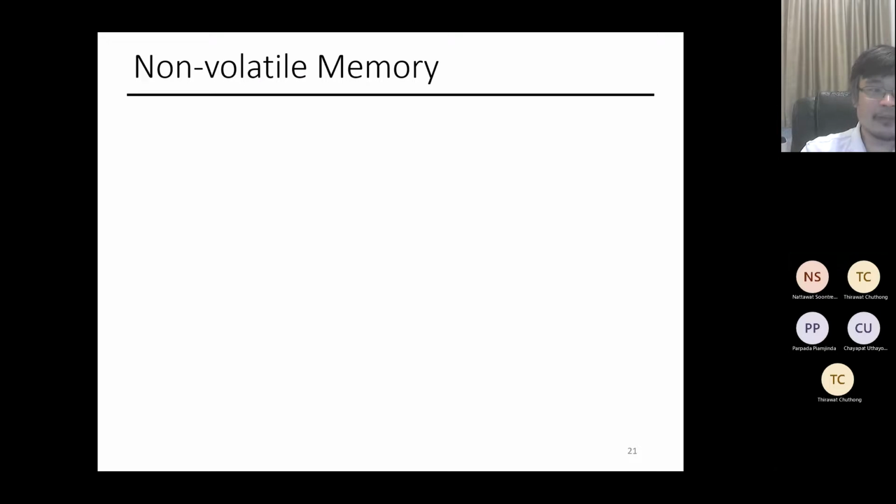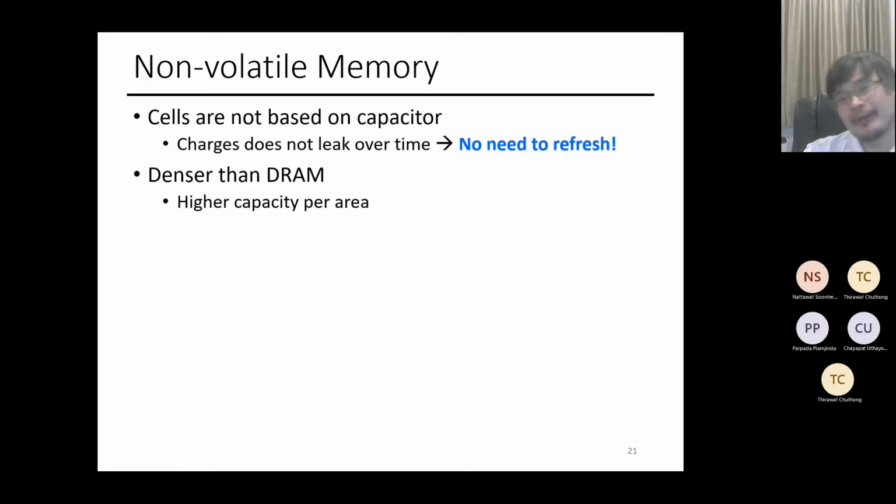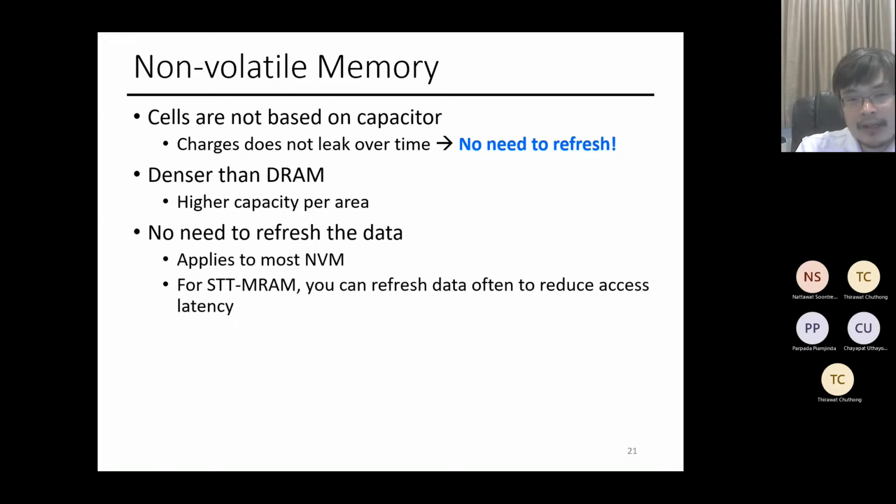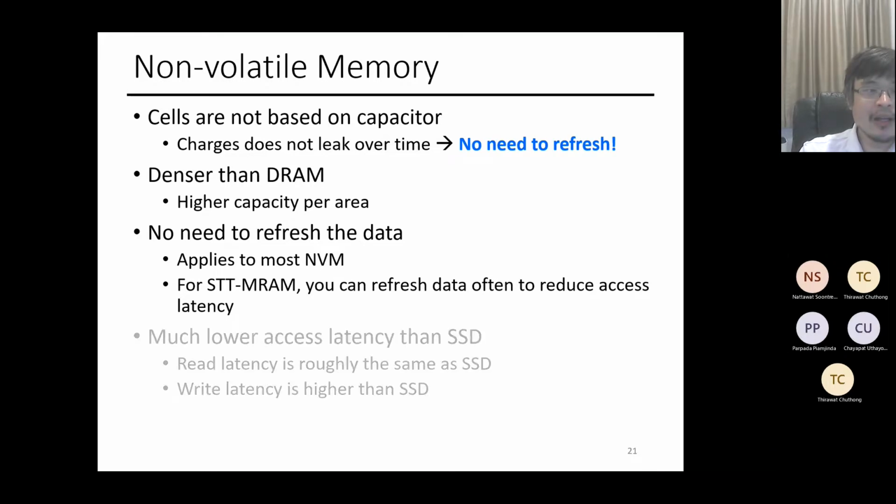You also have things like non-volatile memory, where the cells are no longer capacitors, which means I don't have to refresh, which is a good thing. It means the charge doesn't leak over time. It's also denser than DRAM, so now you are looking at terabytes and terabytes of memory. And again, you don't need to refresh the data, or you have to refresh a lot less often.